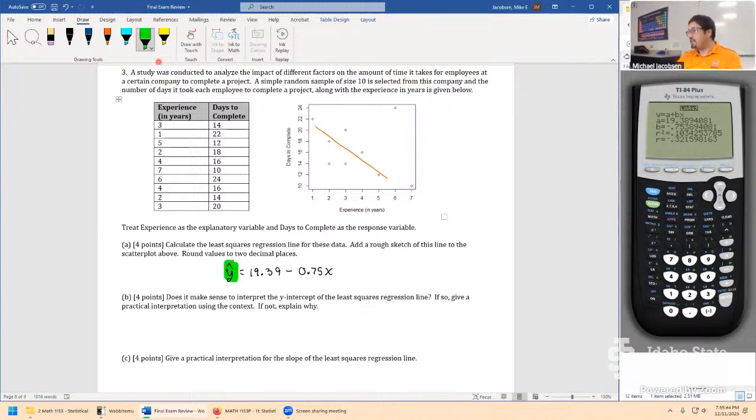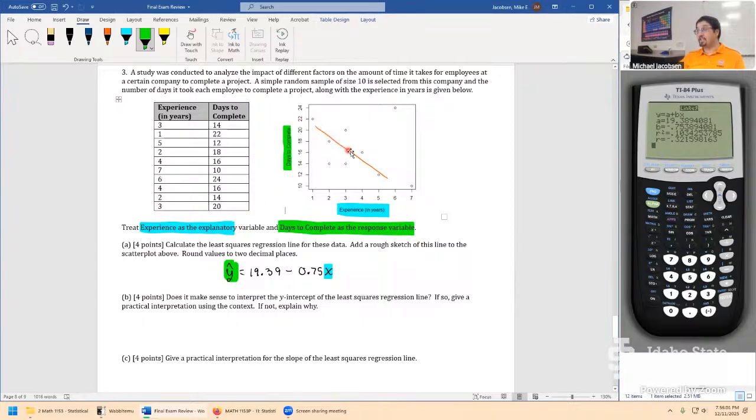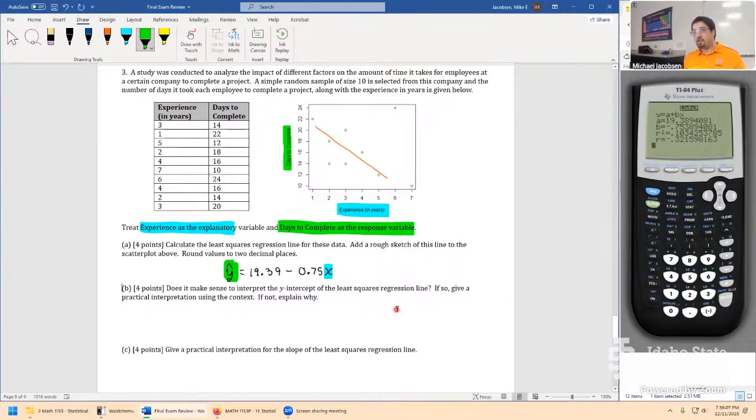The y hat is telling us the predicted number of days completed for x, which is the experience in years. The experience is the explanatory variable. Days to complete the project is the response variable. And that's how all this information is connecting. This is just the equation for y hat plotted here. So we'll do some other kind of concept questions on this, some computations, and see what we can get out of this.